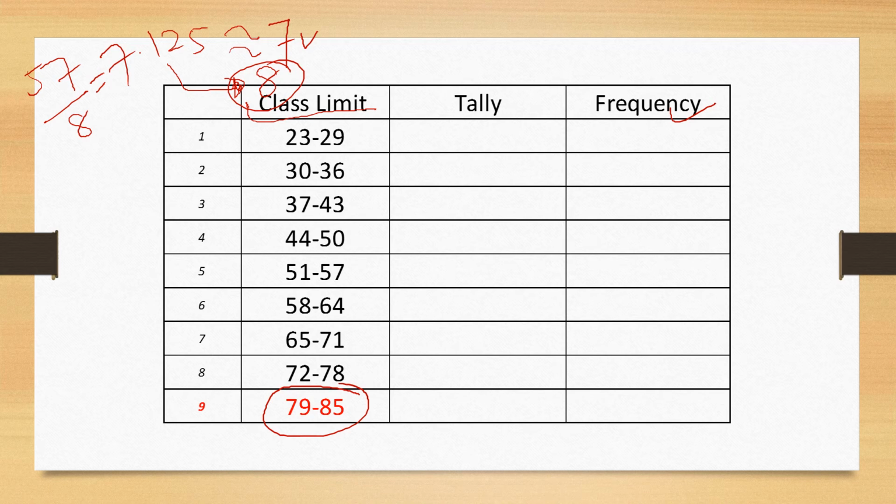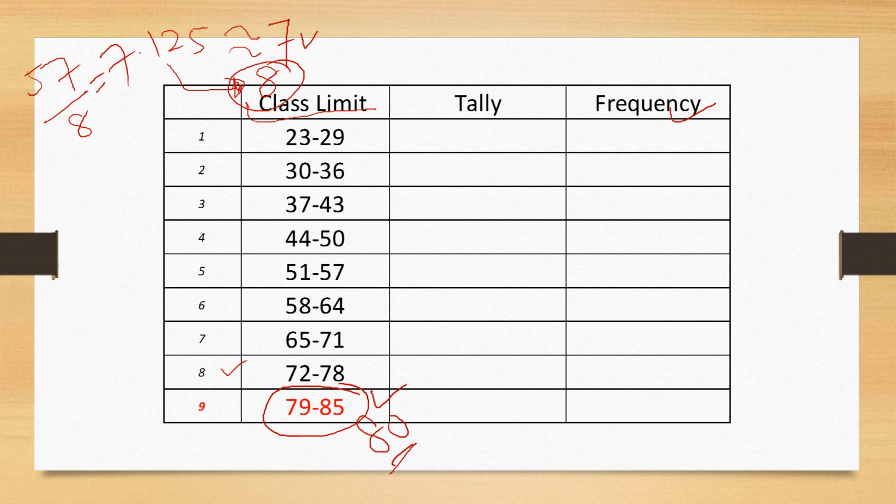Therefore, we will add another class here, since our highest value is 80. Remember that our highest value is 80. If we stop at 8, we don't cover the highest value here. So this extra class will cover the extra value here. Always check for this whenever you want to do the histogram.